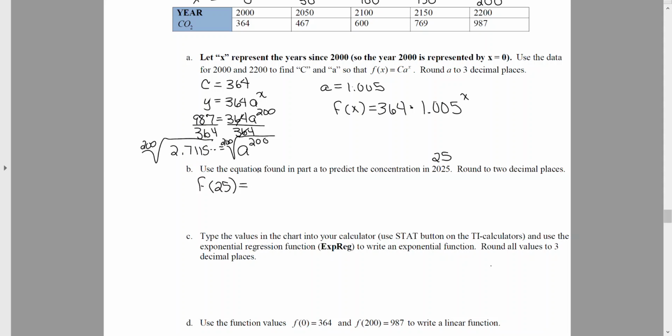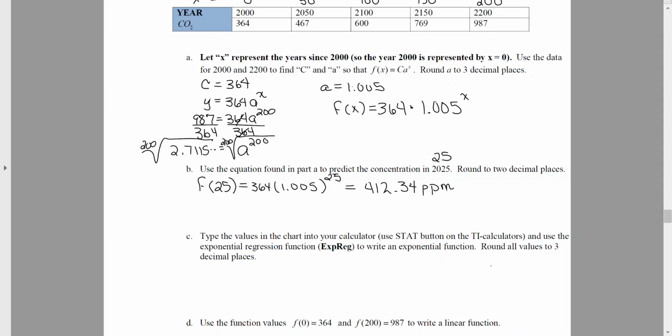So I'm going to take my numbers here, 364 times 1.005 to the 25th power. And when I do that, you can type that out on your calculator and double check, it should come up to 2 decimal places, rounded, it'll be 412.34, and the unit label on that is parts per million, or I can just abbreviate ppm.